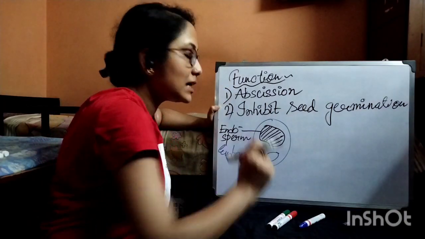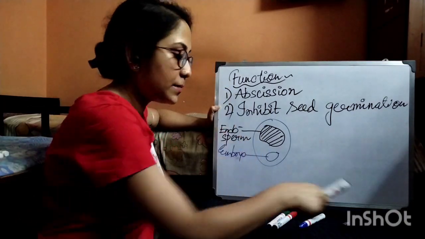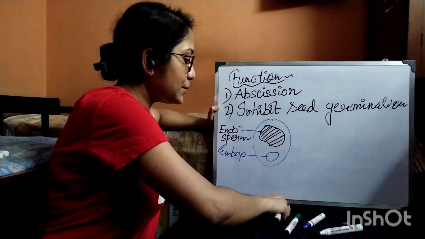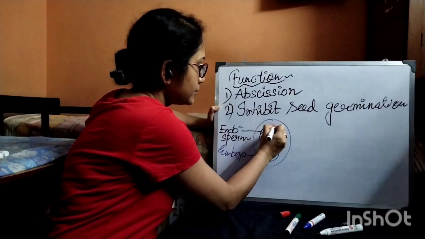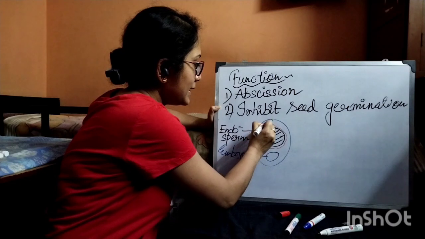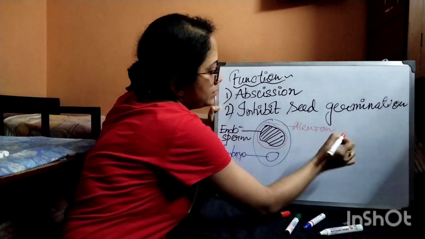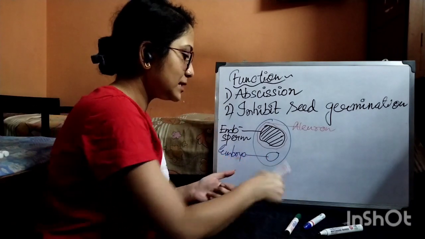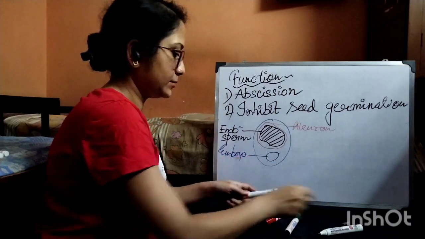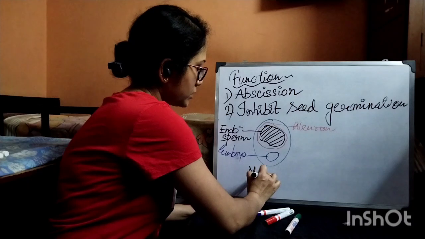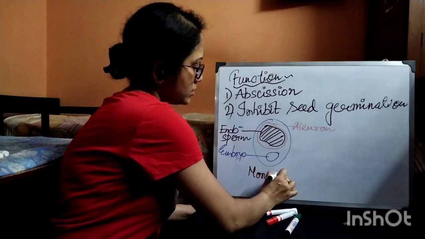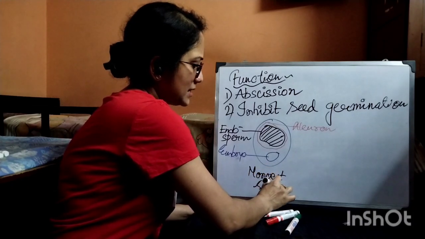So this is the embryo, this is the endosperm portion, and outside the endosperm portion is a layer named the aleurone layer. So this is the structure of a monocot seed, like rice.